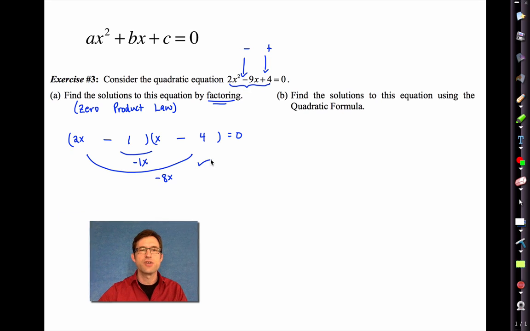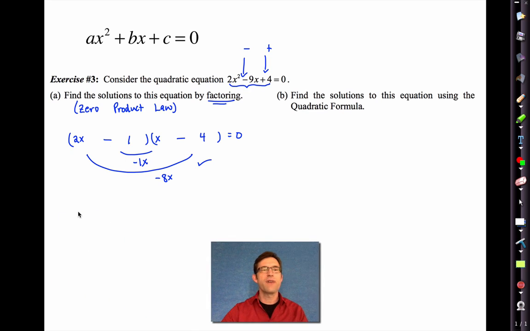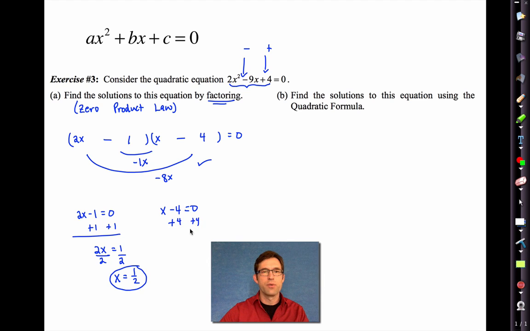So that checks. Now remember, once we have it factored, all we have to do is set 2x minus 1 equal to 0, and set x minus 4 equal to 0. A little more work on this one. Add 1 to both sides, we get 2x equals 1, divide both sides by 2, and we get x equals 1/2. Here, much simpler, add 4 to both sides, and we get x equals 4.